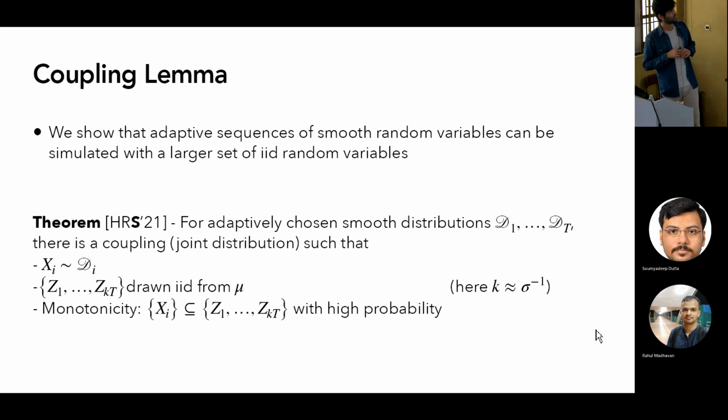In particular, we show that for an adaptively chosen set of smooth distributions, D1 to DT, there is a coupling between draws from Di and draws IID from mu, which is the base measure, such that with high probability the draws xi are set-contained in z1 to zkT. Here we think of k as roughly 1 over sigma. That's the lemma. Yes.